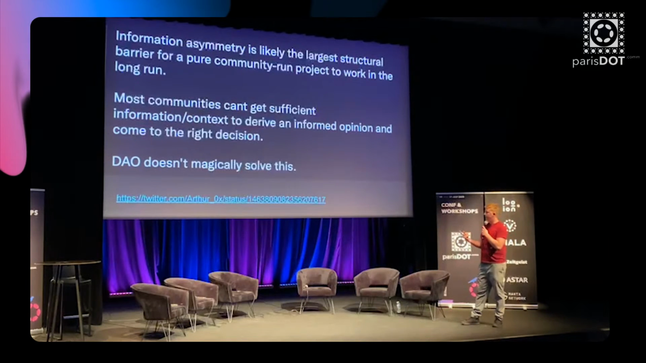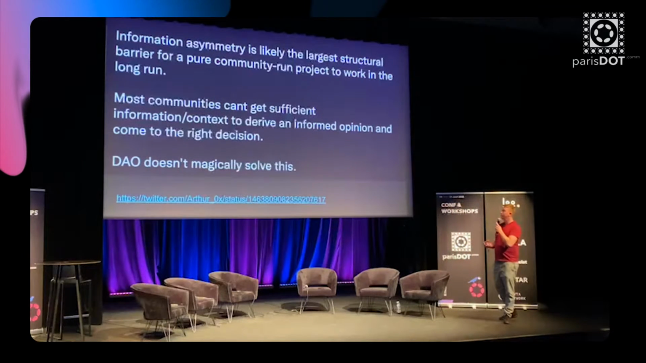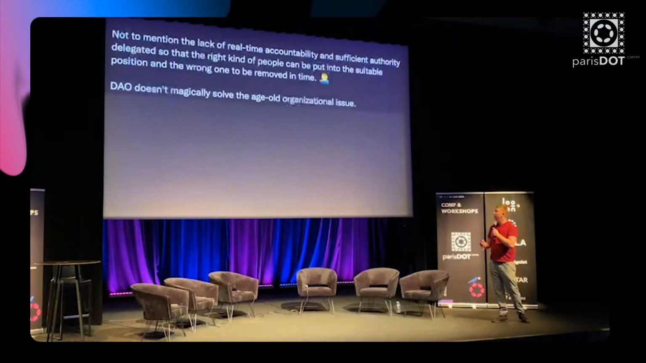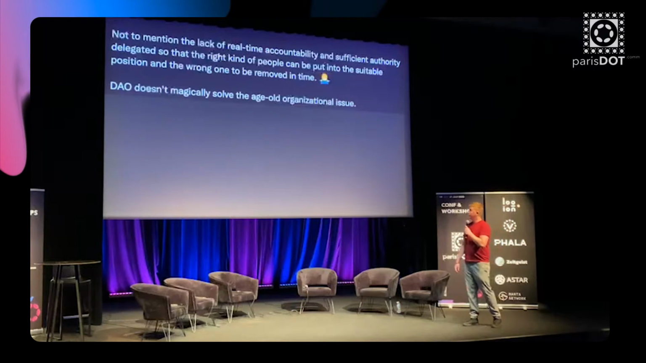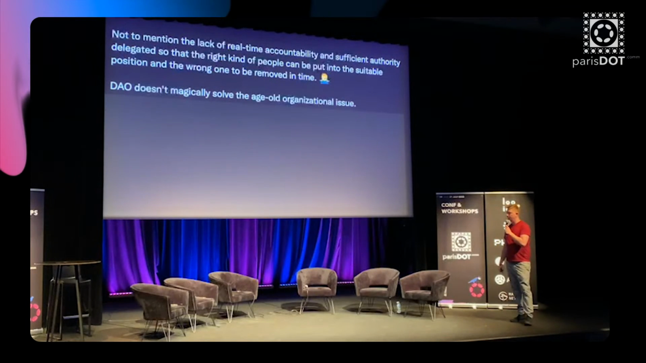I found a great tweet from Arthur from Defiance Capital, which wraps it up much better. That information asymmetry is extremely hard to solve, and we like to think that DAOs will magically solve this. And obviously, another thing that is often forgotten is that there is usually no accountability between founders or within DAOs, especially when these DAOs are operating after the founder left or abandoned the project, and the DAO is completely leaderless.